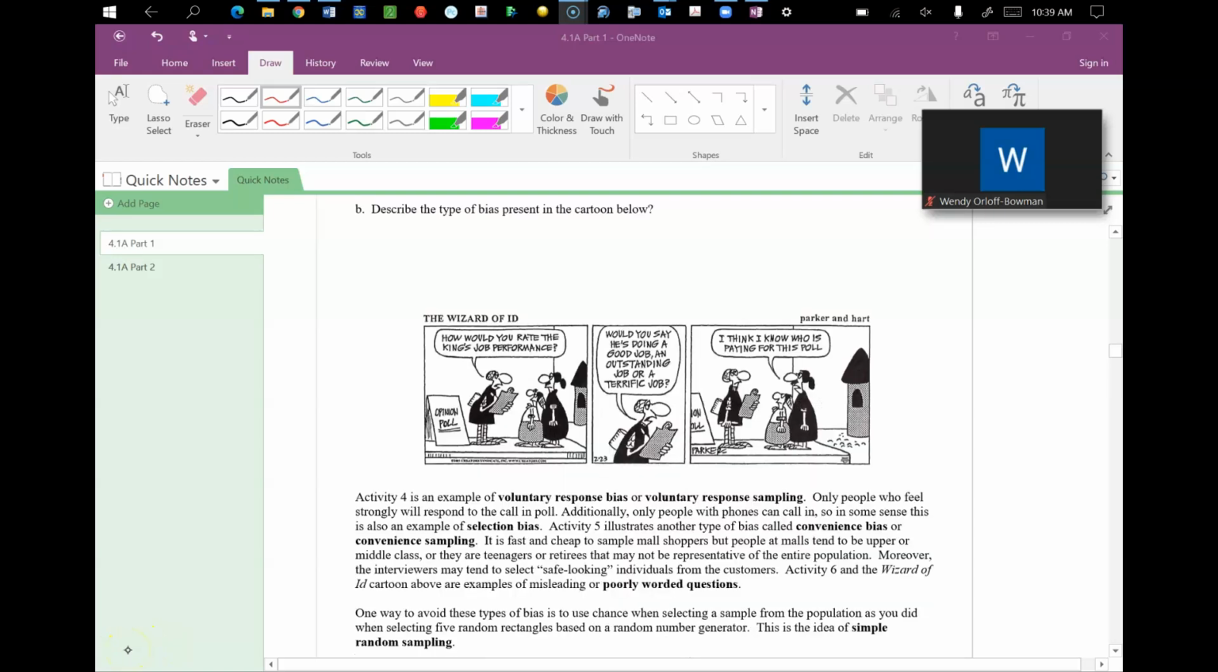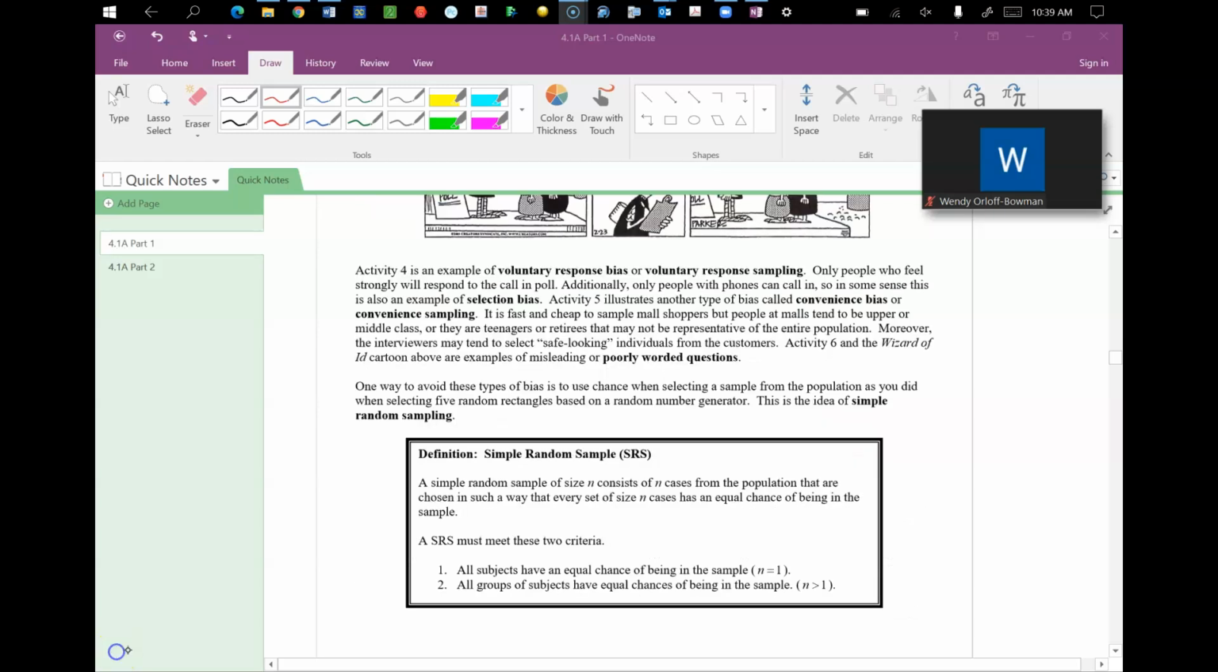Again, there's various types of bias, and the College Board is not so big on you knowing the vocabulary of the type of bias, but recognizing the type of bias that could be occurring and explaining how that could be impacting the results.